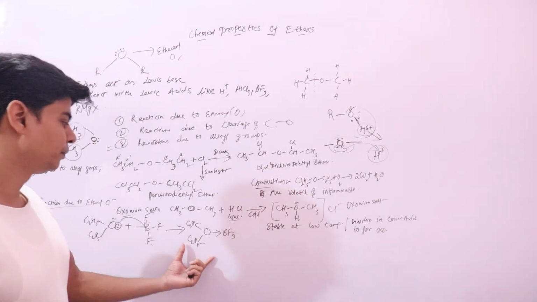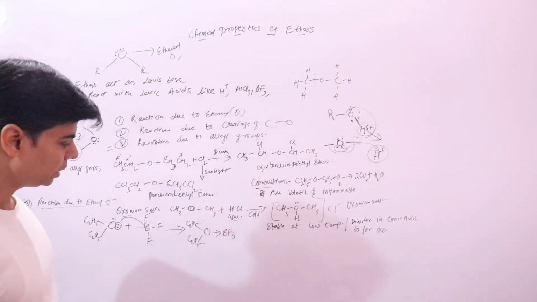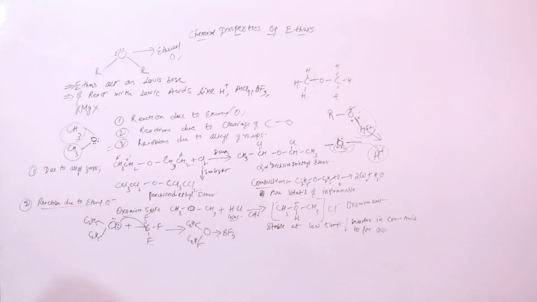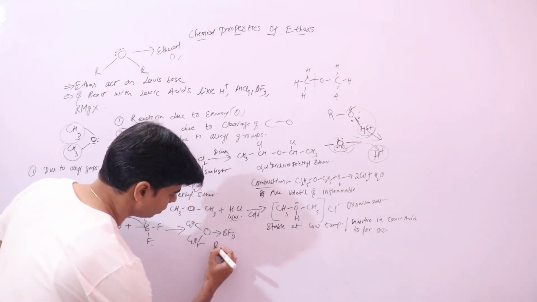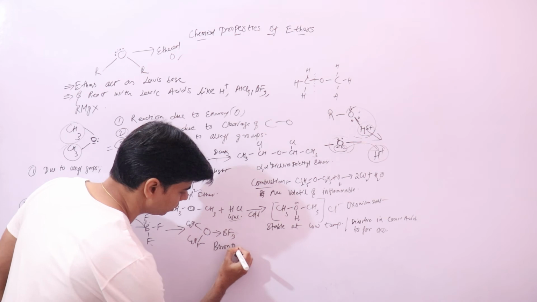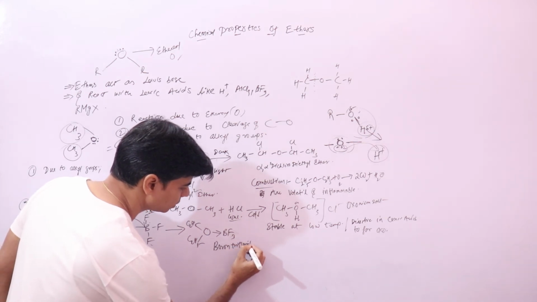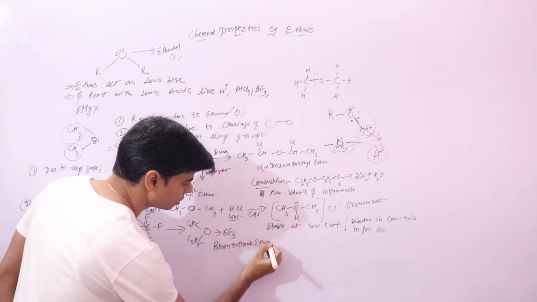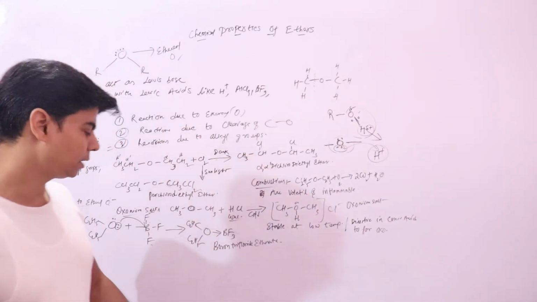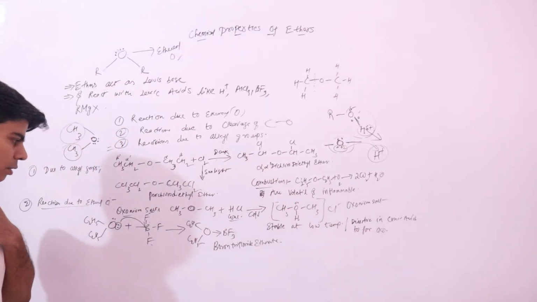This is your compound etherate. We call this compound boron trifluoride etherate. This is your boron trifluoride etherate. I hope this is clear. This is an important reaction.